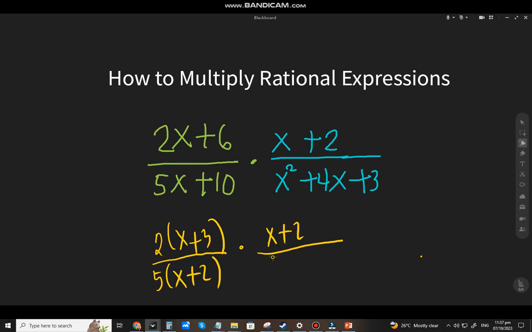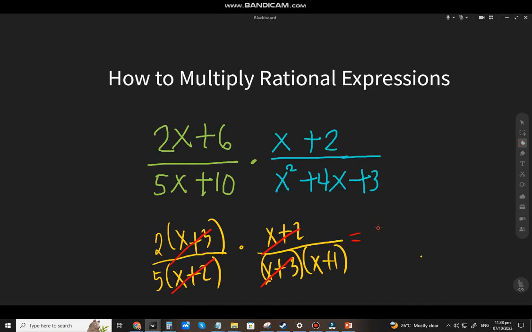So in multiplying rational expressions, you really need to master factoring. That will be x plus 3 and x plus 1. Okay, let's see what we can cancel in these terms. This one, x plus 2, and there you have it.